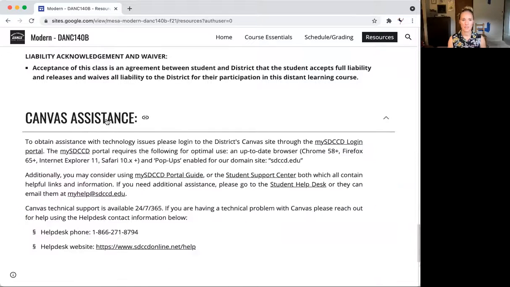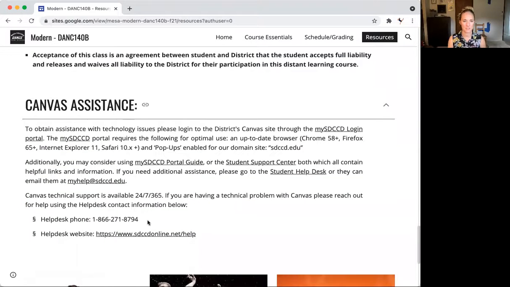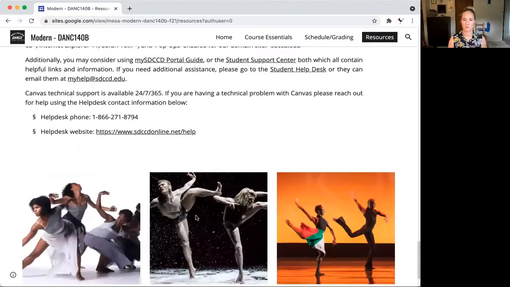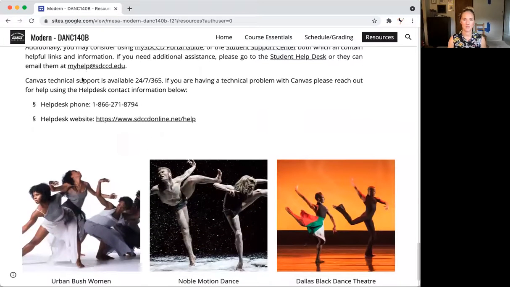Okay, Canvas assistance here, this help desk, they are amazing. If you have any challenges with Canvas, there's also a help button on the side of the screen that is my go-to, a live chat that works really well. And I've called this number a handful of times when I'm feeling stuck. So Canvas help is very well.